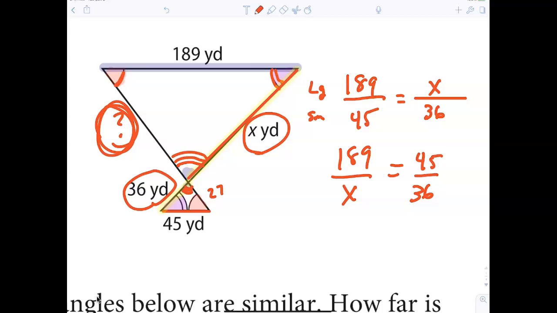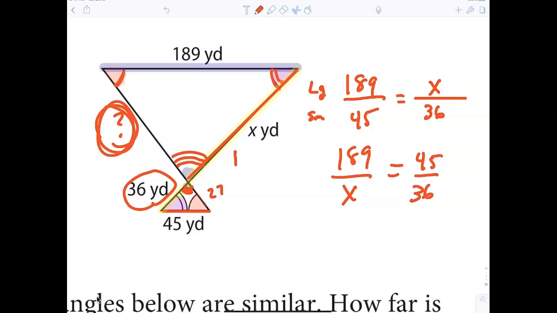Does everybody agree with what I'm saying there? Do you get the same answer? Check it and see. Let's go. I would rather you answer your own questions. All right? We wrote it twice, so everybody cross multiply. 189 times 36 divided by 45. So how big is that side? How much? 151.2. Anybody else get that?